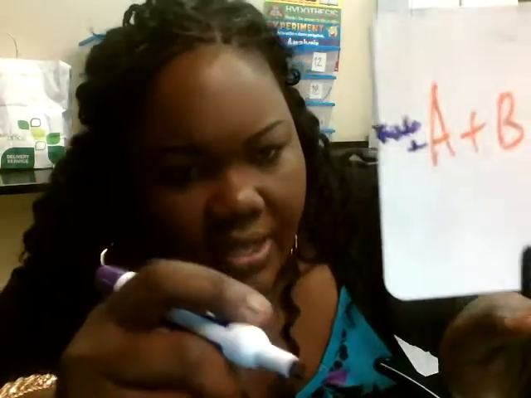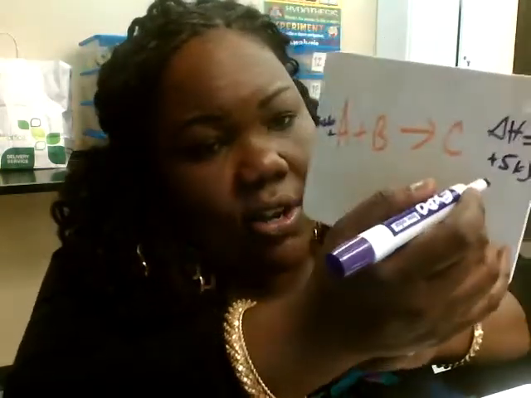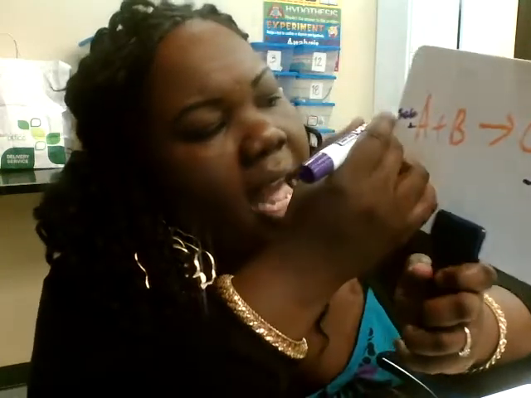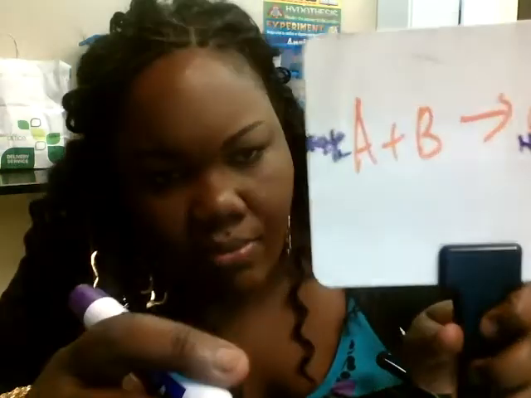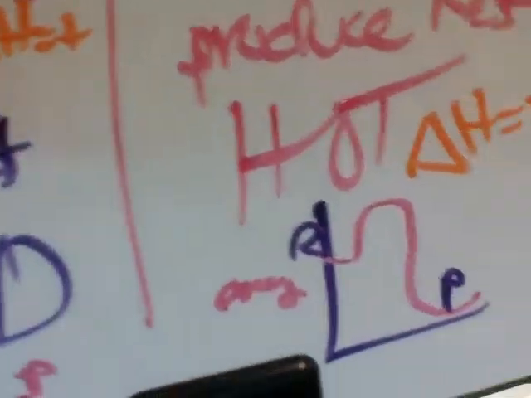I know you can't really see it. It'd be heat plus A plus B makes C. Everything else would be the opposite for exo. Exo, this one would be a negative 5 kilojoules. And heat would be on the product side, because heat would be produced. So that's what enthalpy is. It's a measure of heat.